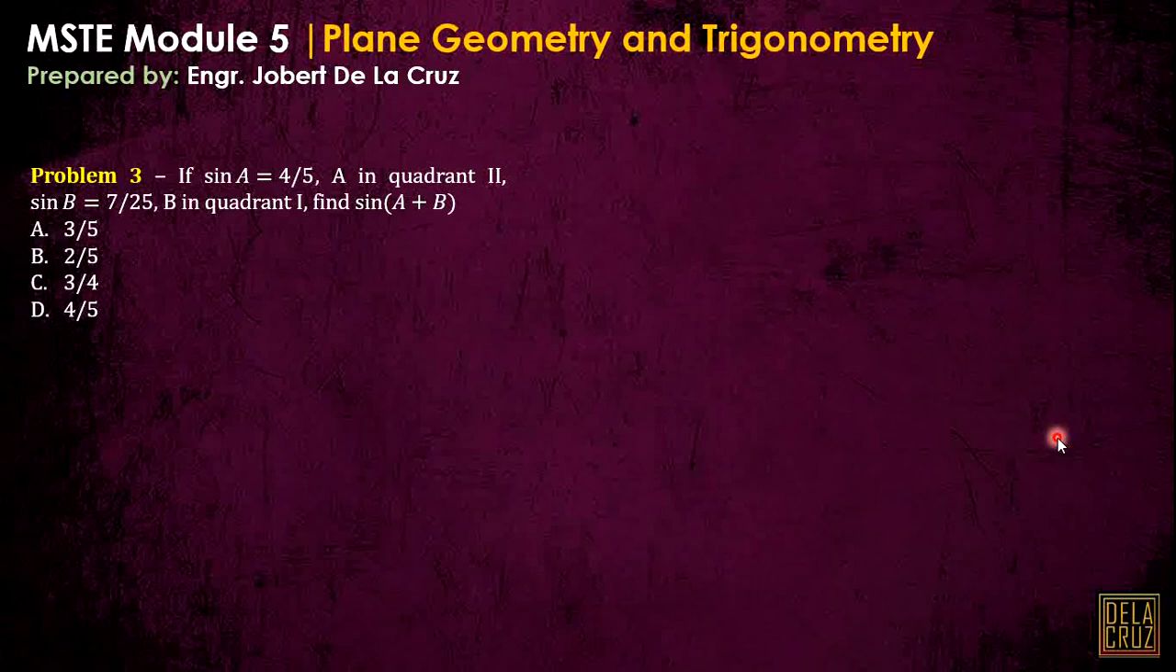Another example. If sine A is equals to 4 over 5, then A is in quadrant 2. Then sine B is 7 over 25. Then B is in quadrant 1. Find the value of sine A plus B. Okay. So, first step, kukunin natin yung A and B, of course. So, we can just solve our A by doing this one. Arc sine of 4 over 5. And it will give us 53.13. Then, we will solve the value B. So, arc sine of 7 over 25. Then, it will give us 16.26.